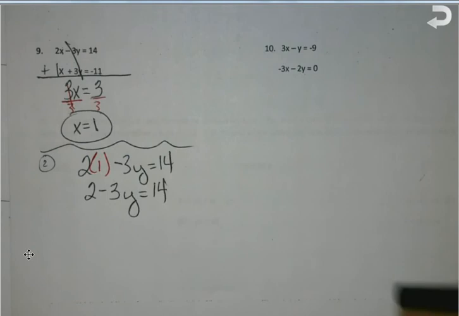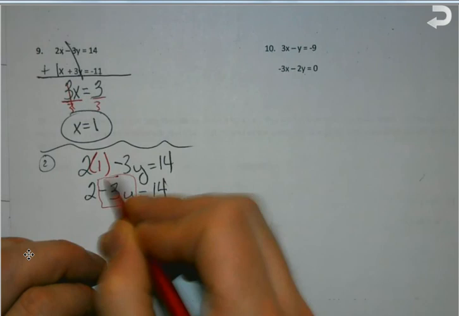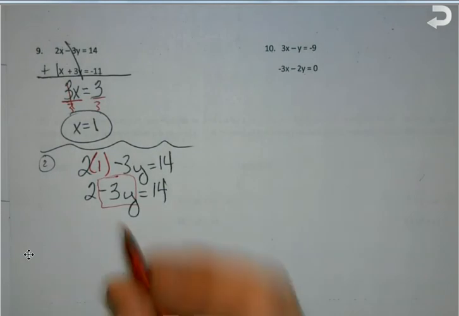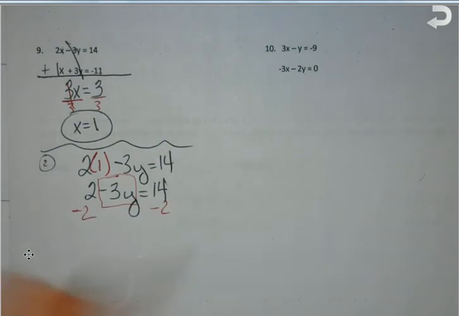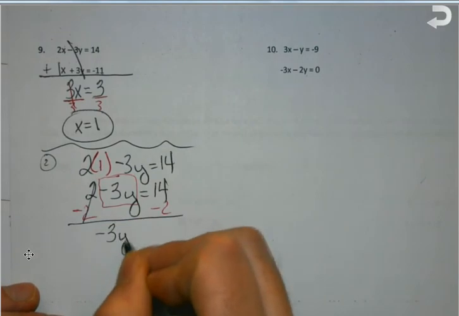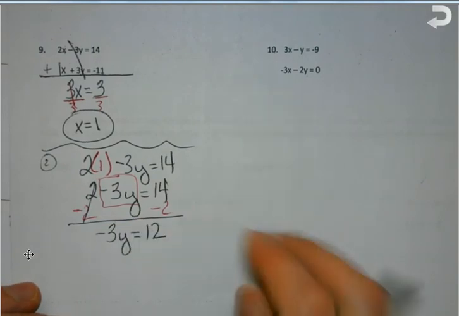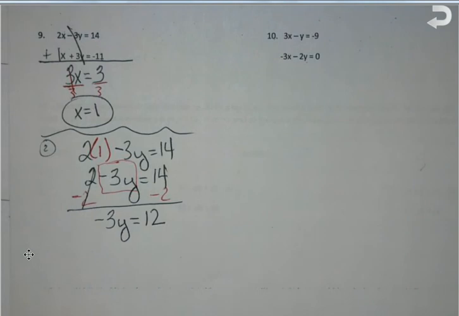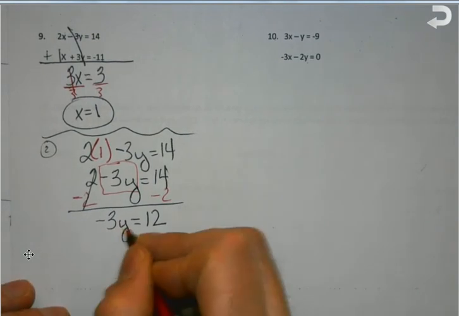And now I've got to work on solving this equation for y. So how am I going to get that 2 out of there? Okay, -2 minus the 2. Last step. Divide by -3.